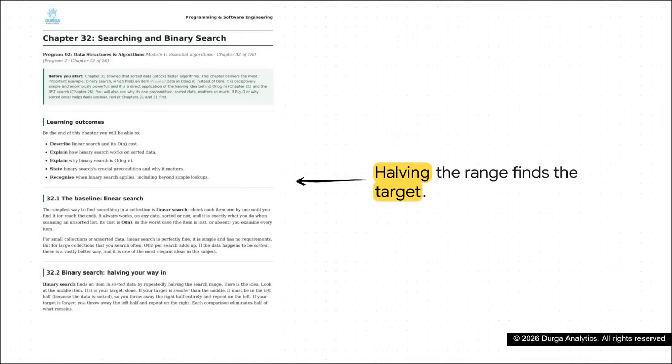Think about it like playing a 1 to 100 number guessing game. If I ask you to guess my number, you wouldn't start at 1, then 2, then 3, you'd guess 50. If I say lower, boom, you instantly eliminate half the board. That's exactly what binary search does programmatically. You check the middle item, and if your target is smaller, you just throw away the entire right half. It's a massive engineering level up.